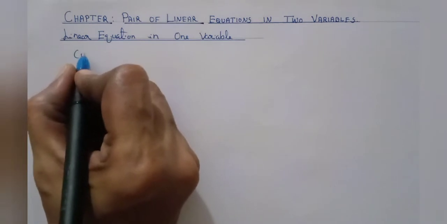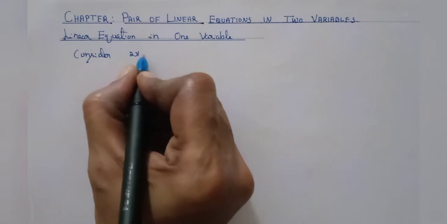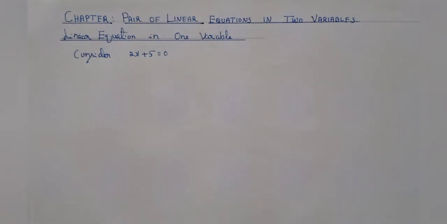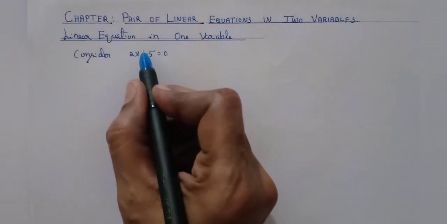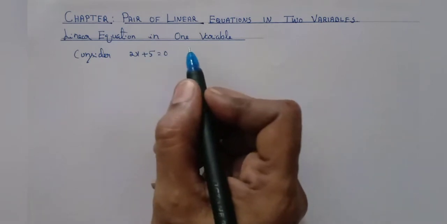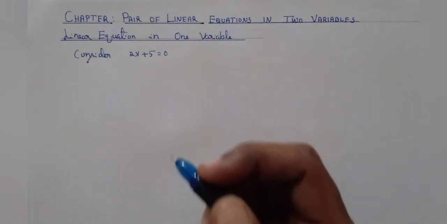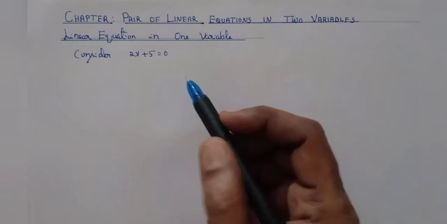Consider an equation 2x plus 5 is equal to 0. Here, the equation 2x plus 5 has only one variable x and the degree of the variable x is 1. So, the equation 2x plus 5 is equal to 0 is called a linear equation in one variable. An equation having one variable of degree 1 is called a linear equation in one variable.